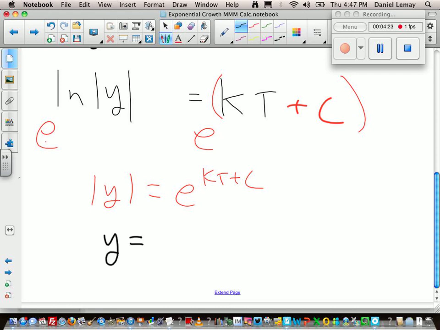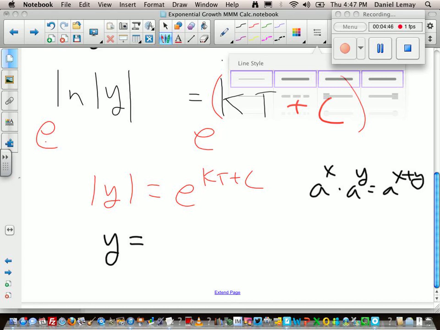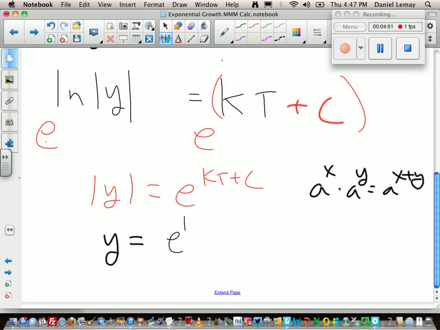Now here's the tricky part on this side. What you've got to remember here, if I have a to the x times a to the y, isn't that a to the x plus y? Well, we can also write this backwards. If I've got a plus in the exponents, I can also choose to write it as multiplying those bases.